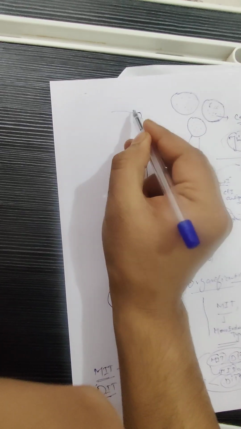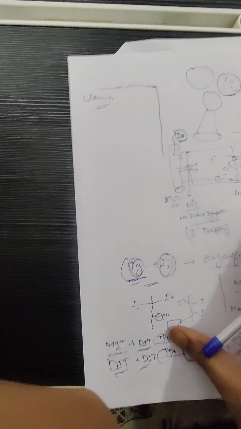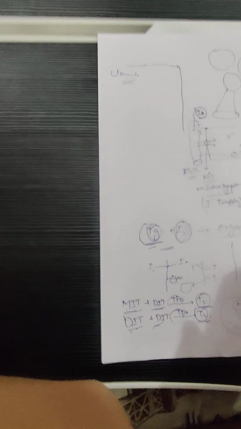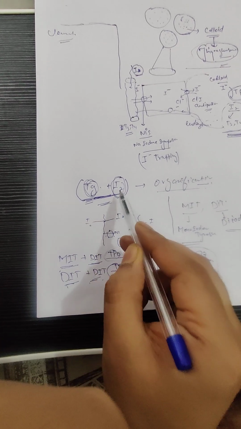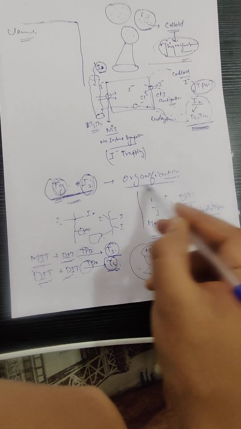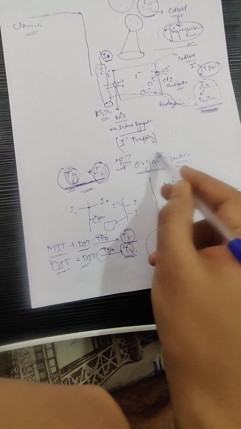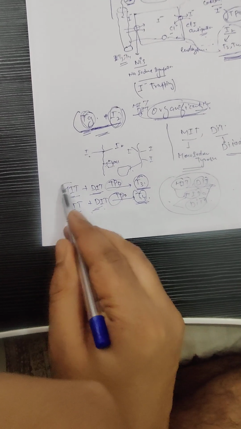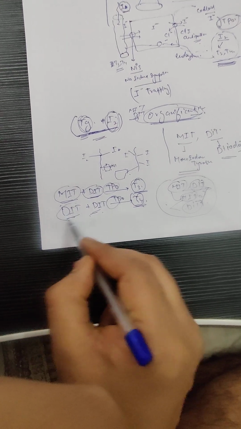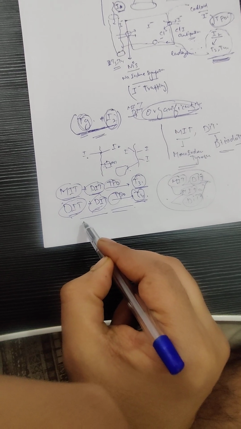So there is one clinical importance of this phenomenon. This organification reaction, which we discussed here, is where thyroglobulin and iodine react with each other and form MIT, that is monoiodotyrosine, and diiodotyrosine. This reaction is known as the organification reaction. And this reaction, where MIT reacts with DIT and DIT reacts with DIT to form the different T3 and T4, is known as the coupling reaction.